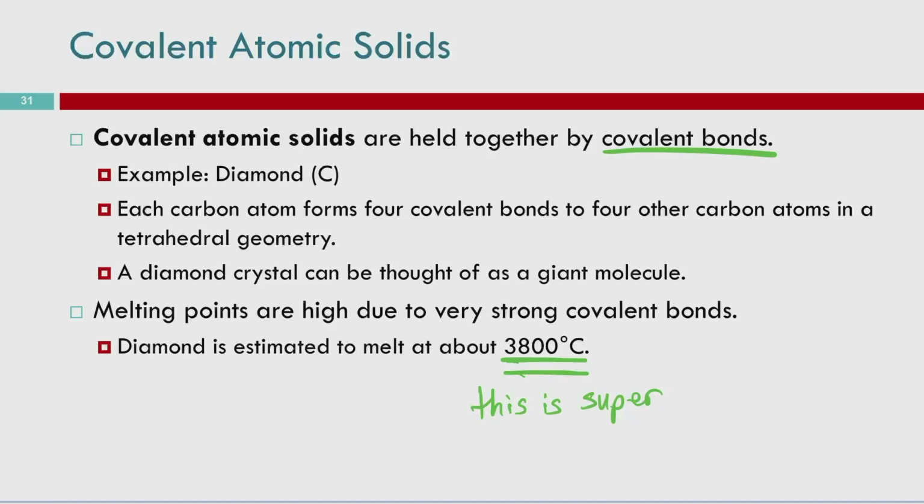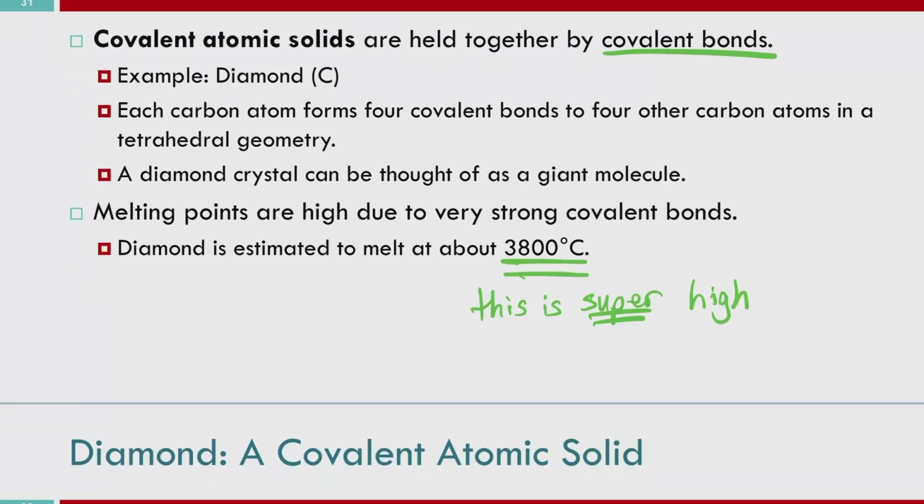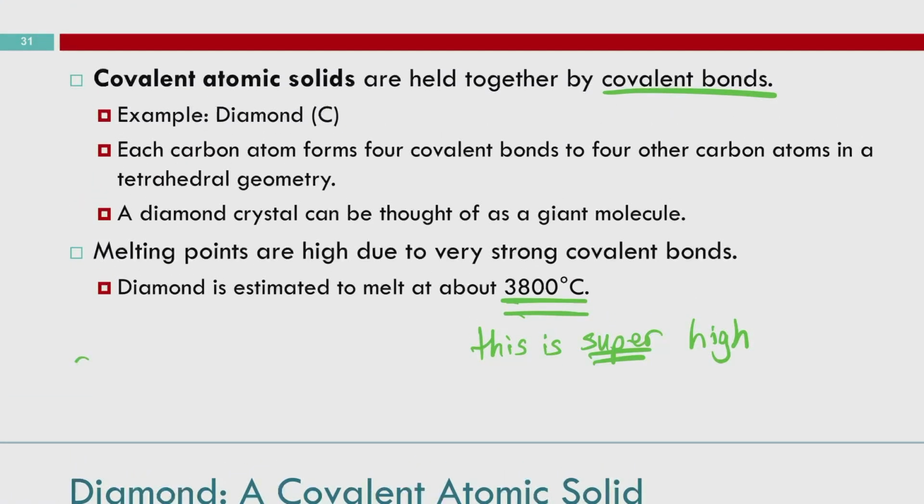So diamond has an estimated melting point of 3,800 degrees Celsius. This is super high. I can't even imagine what would be in the realm of 3,800 degrees Celsius. I'm pretty sure that's well above the melting point of all metals. So that's a lot higher than 800 degrees Celsius. So that's covalent atomic solids. Covalent bonds are really strong, and that's why we've got really high melting points.